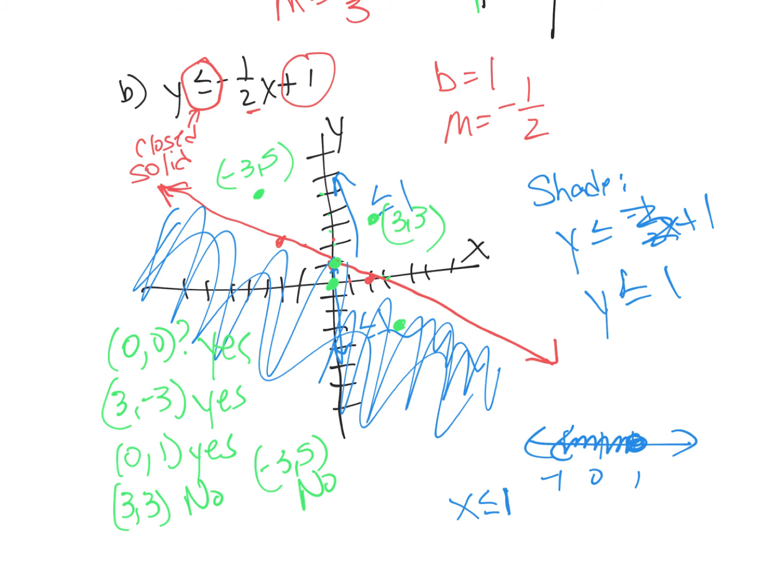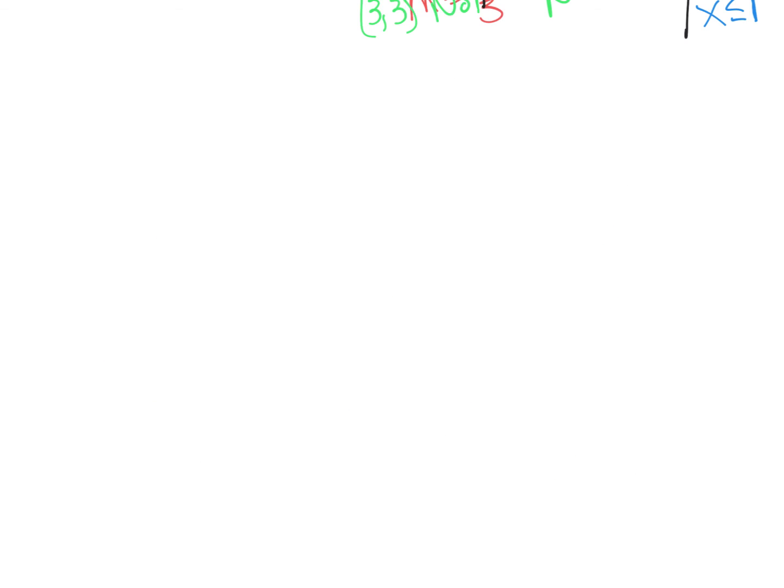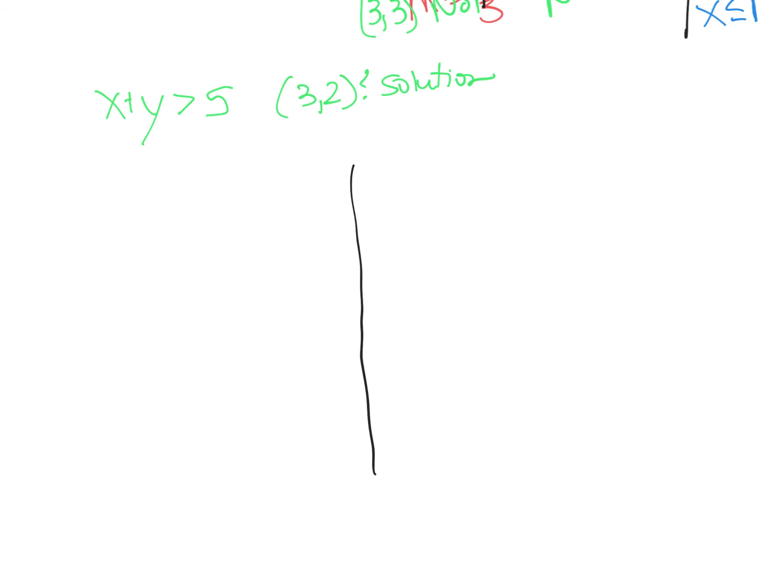Okay, so let's go back and look at the one equation that we did. No, actually, let's look at page 160. Sorry. And they're giving us this equation of x plus y, sorry, that looks like a 4. Let's fix that. Y is greater than 5. And they're saying, is 3, 2 a solution? So is this in that shaded region? Okay, so let's look at that. Let's graph it.